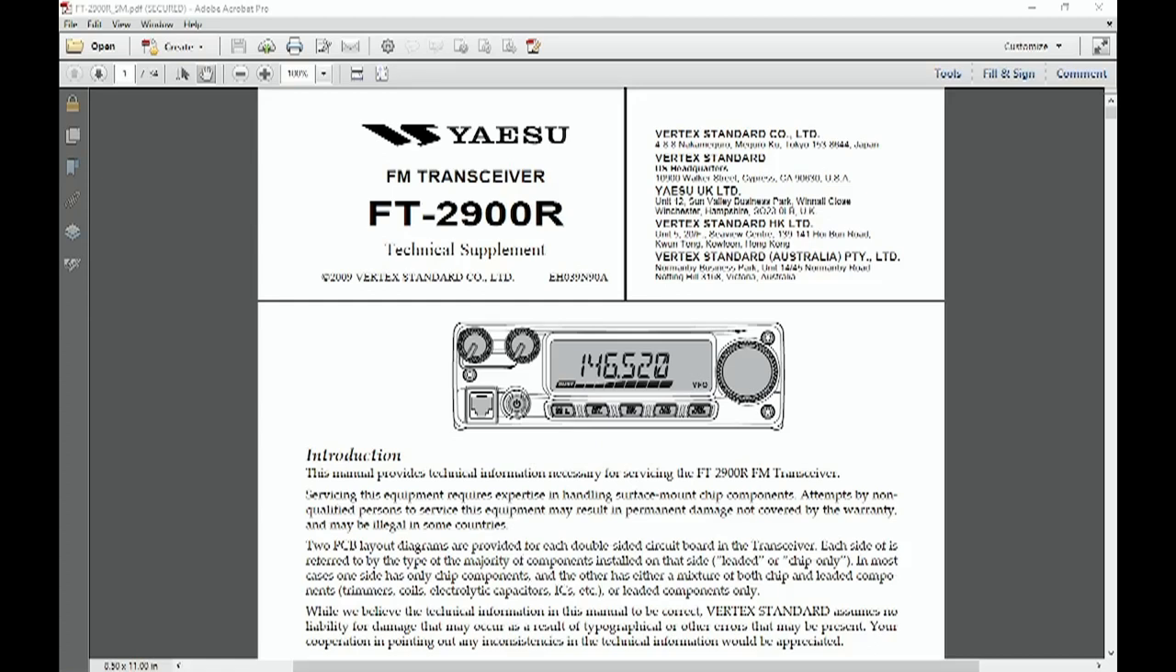This time, let me show and share with you how to find and where to find the COR or COS line for the Yaesu 2900R, which will be useful in building our repeater controllers.